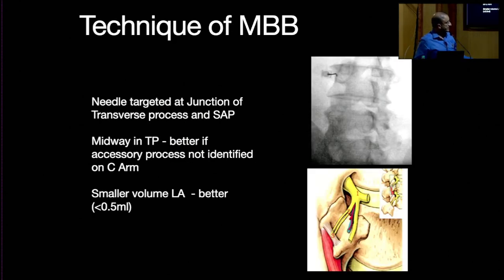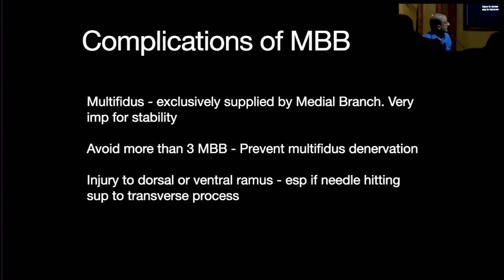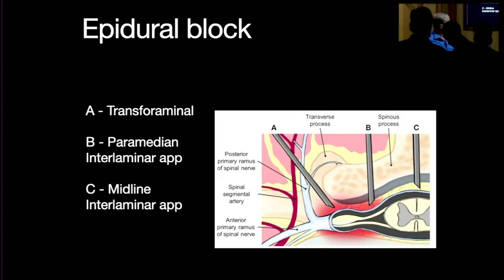Technique has already been discussed. The best is between the mammillary process and the accessory process, but the midline is good enough because most of the times on fluoroscopy this is not seen. Complications, this I would like to focus. Multifidus is supplied by medial branch, and it is very important for stability, so avoid more than 3-level medial branch block because it will cause denervation and instability.